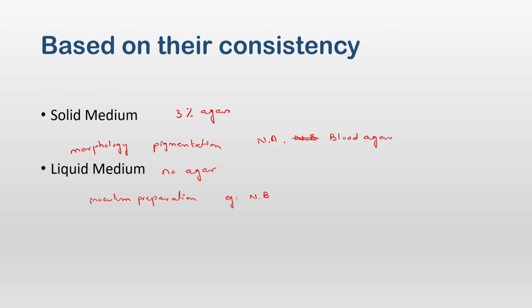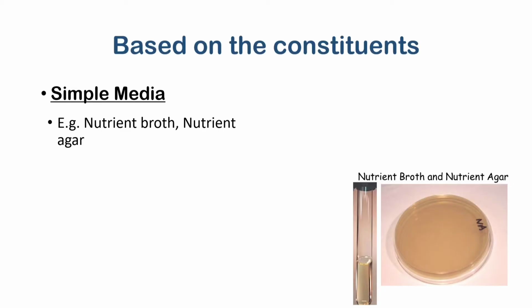Now, second one is liquid media. Liquid media contains no agar. It is used for inoculum preparation, which is used in the further processes, blood cultures, and for the isolation of pathogens from mixture. It includes nutrient broth. Now, third one is semi-solid media, which contains 0.5% agar, and its example is motility medium.